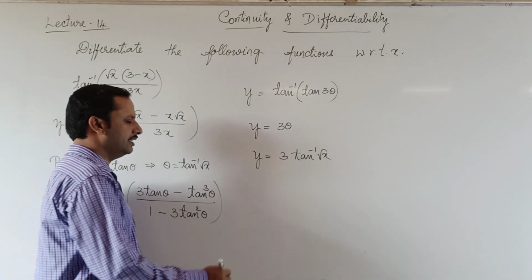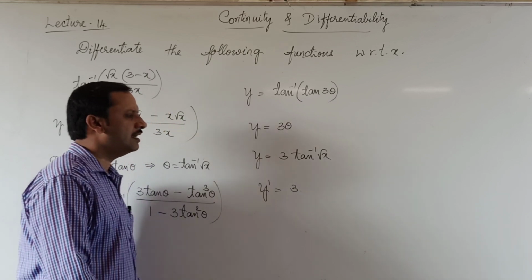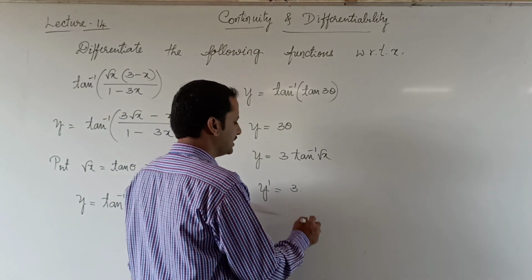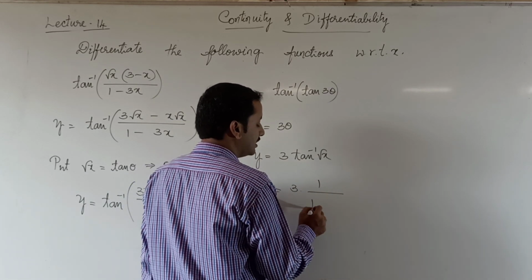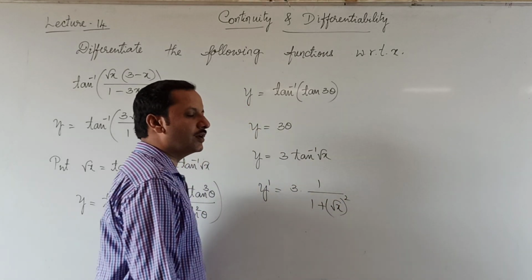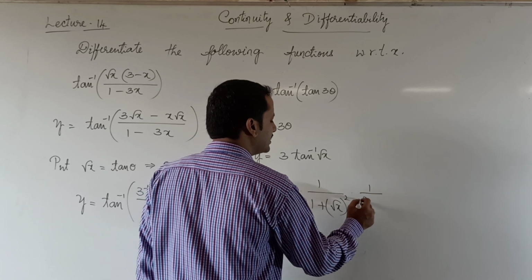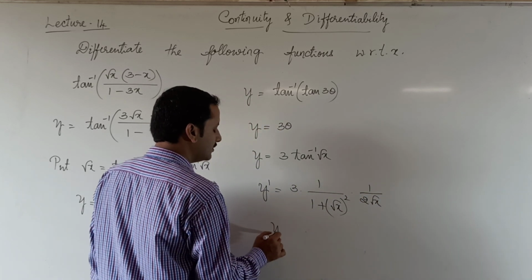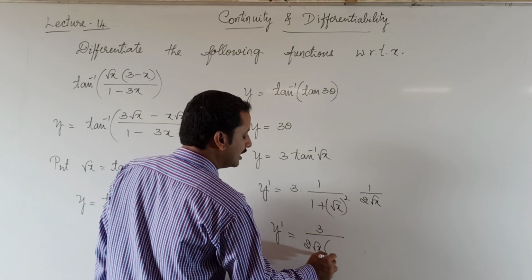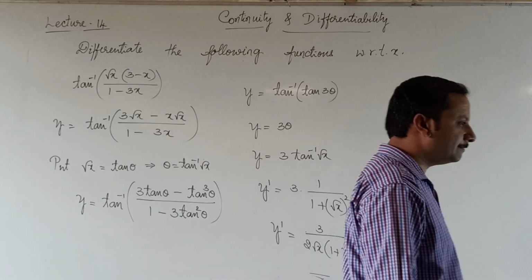Now let us differentiate this. Y dash is equal to 3 is a constant, will remain as this. Derivative of tan inverse root x. Derivative of tan inverse x is 1 by 1 plus x square. So derivative of tan inverse root x is 1 by 1 plus root x whole square, into the derivative of root x. Derivative of root x is 1 by 2 root x. So y dash is equal to 3 by 2 root x into 1 plus x. Root x whole square is this.